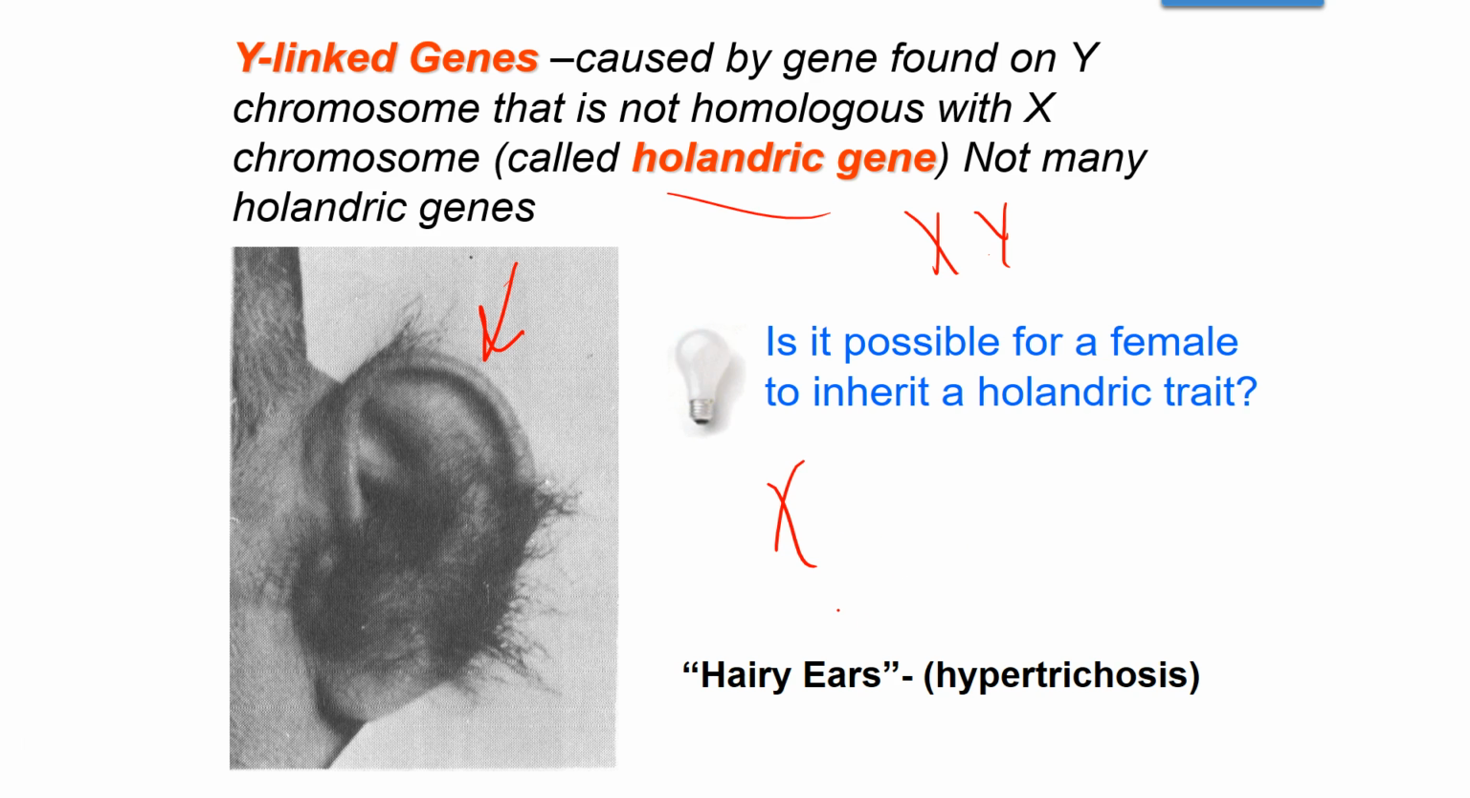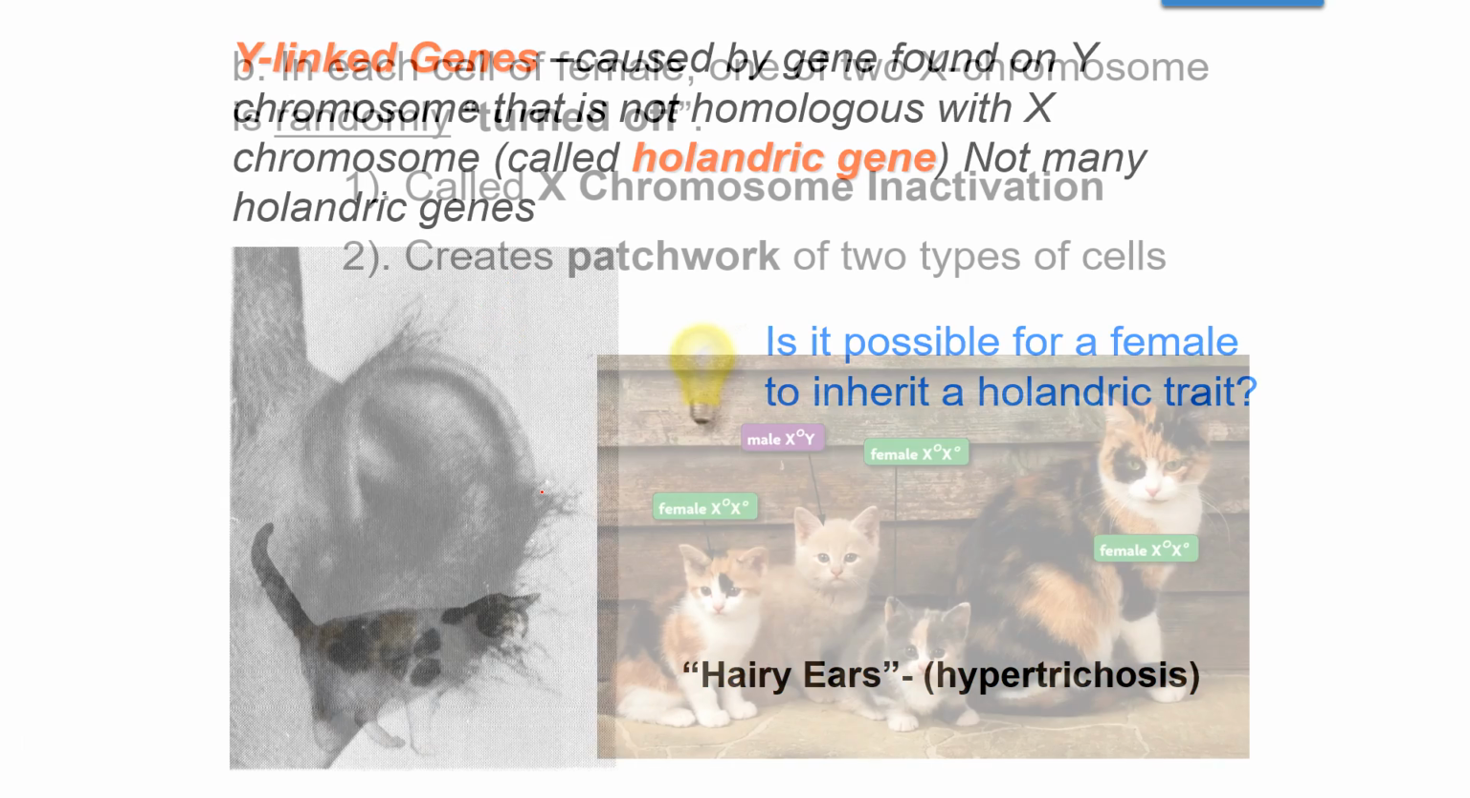So if you have this X chromosome right here, and then the shorter Y chromosome right here, this male, that gene is located on the Y. It is impossible for a female to have this gene since females have two X chromosomes. They never have a Y. They'll never have hypertrichosis.